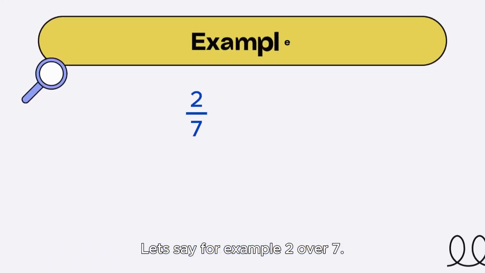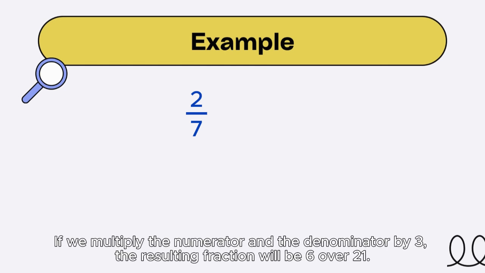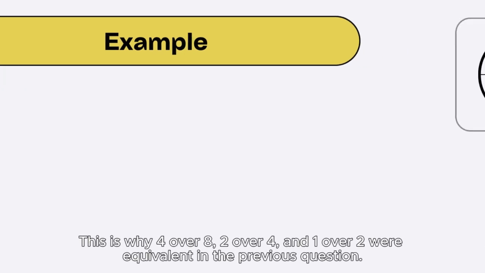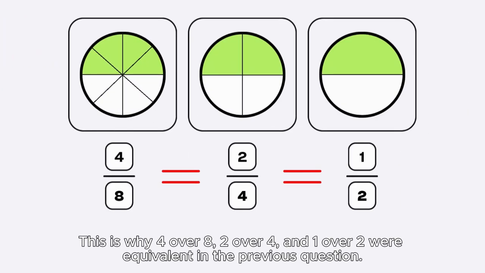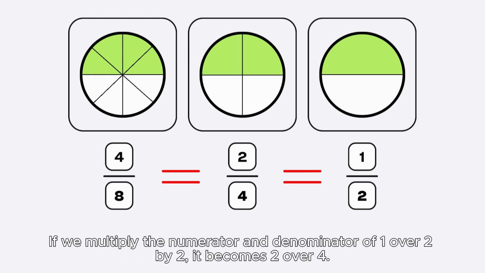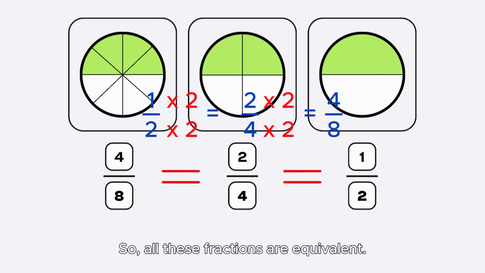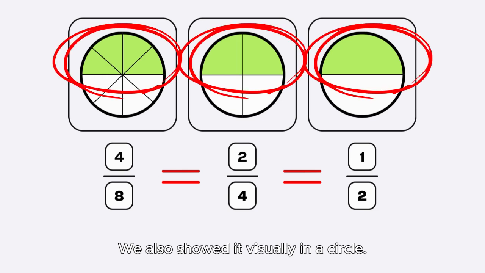Let's say, for example, 2 over 7. If we multiply the numerator and the denominator by 3, the resulting fraction will be 6 over 21. So 2 over 7 is equal to 6 over 21. This is why 4 over 8, 2 over 4, and 1 over 2 were equivalent in the previous question. If we multiply the numerator and denominator of 1 over 2 by 2, it becomes 2 over 4. If we multiply the numerator and denominator of 2 over 4 by 2, it becomes 4 over 8. So all these fractions are equivalent. We also showed it visually in a circle.